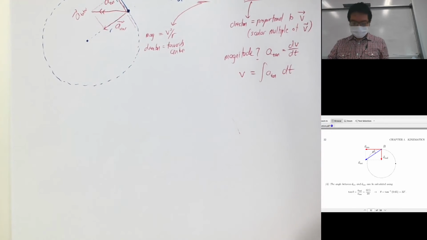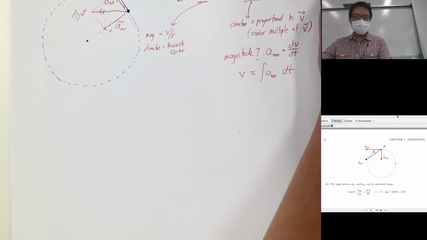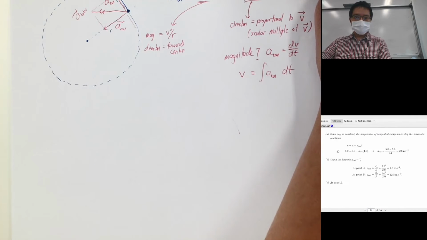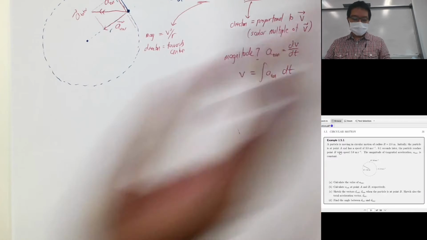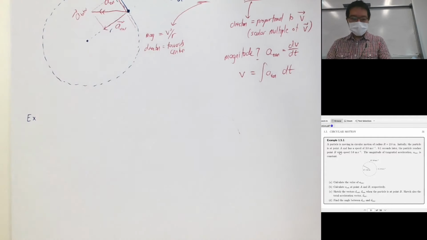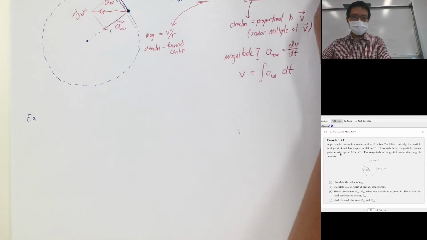So I guess now to see how everything works, let us work out an example. Anyone? No copying, right? So let's try to solve this example. So this is example 1.5.1.